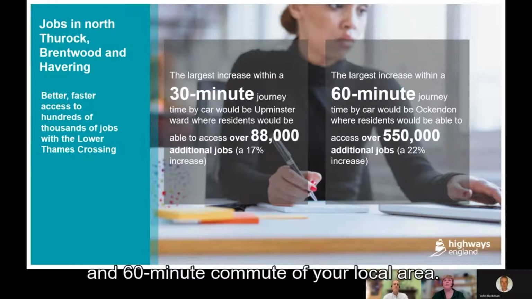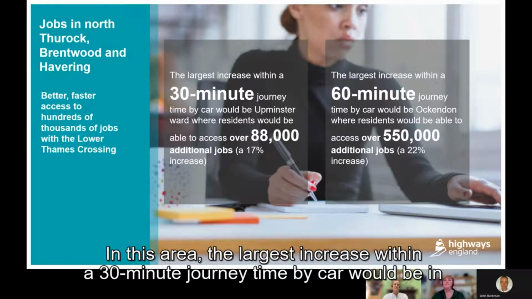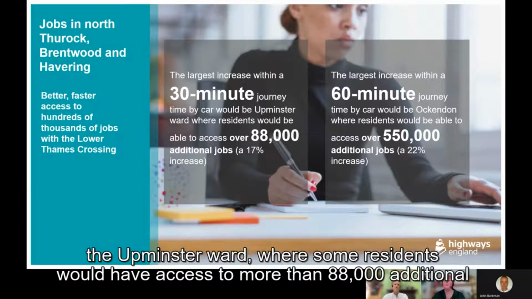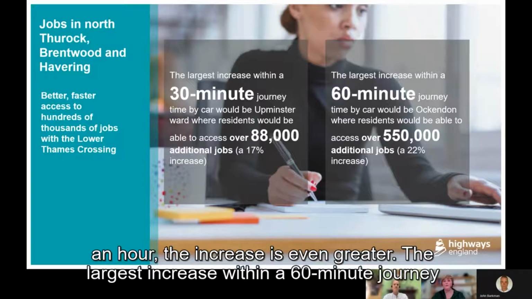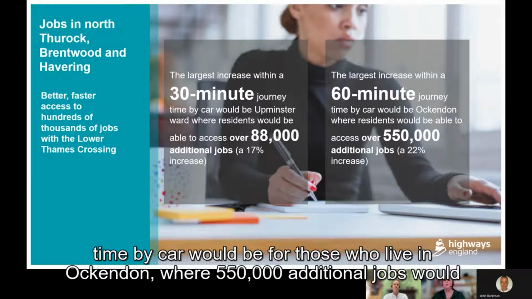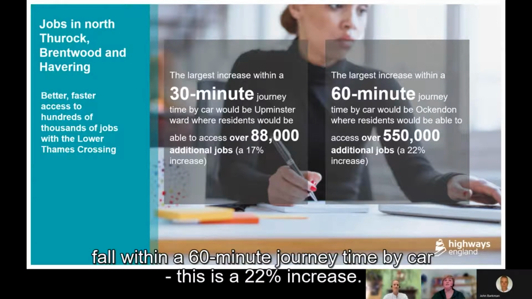of your local area. In this area, the largest increase within a 30-minute journey time by car would be in the Upminster ward, where some residents would have access to more than 88,000 additional jobs. That's a 17% increase. When you look at what jobs you can reach within an hour, the increase is even greater. The largest increase within a 60-minute journey time by car would be for those who live in Ockenden, where 550,000 additional jobs would fall within a 60-minute journey time by car. This is a 22% increase.